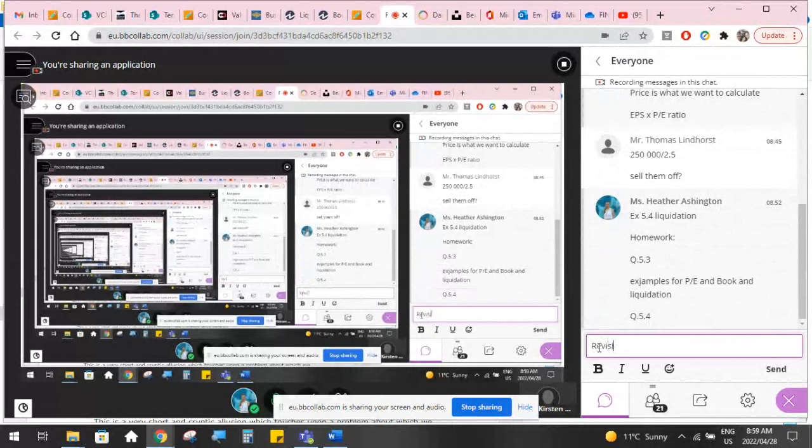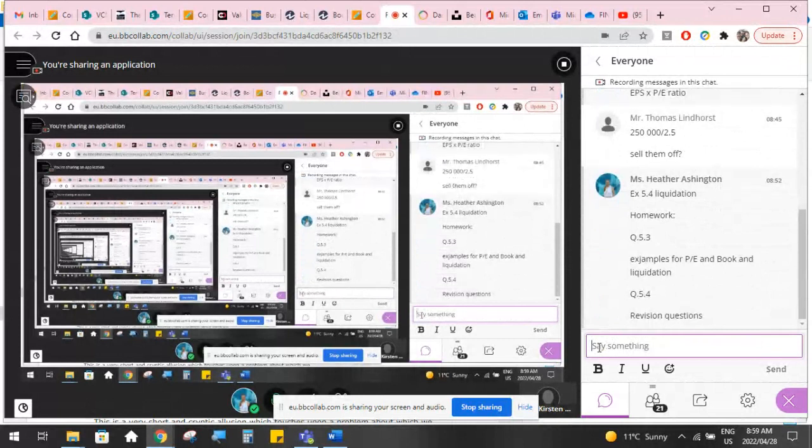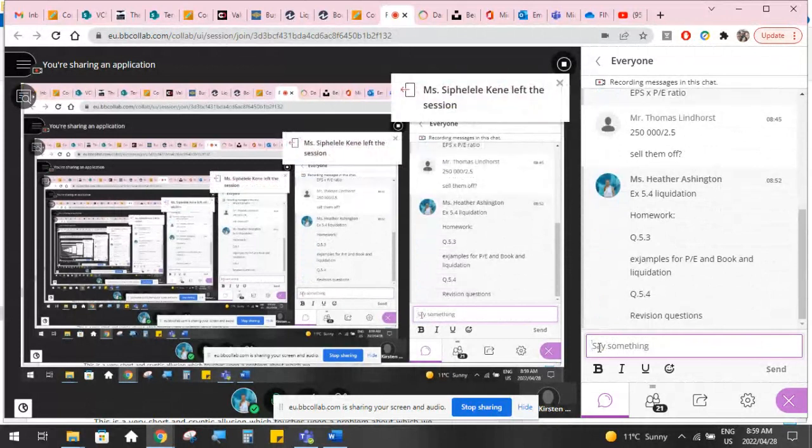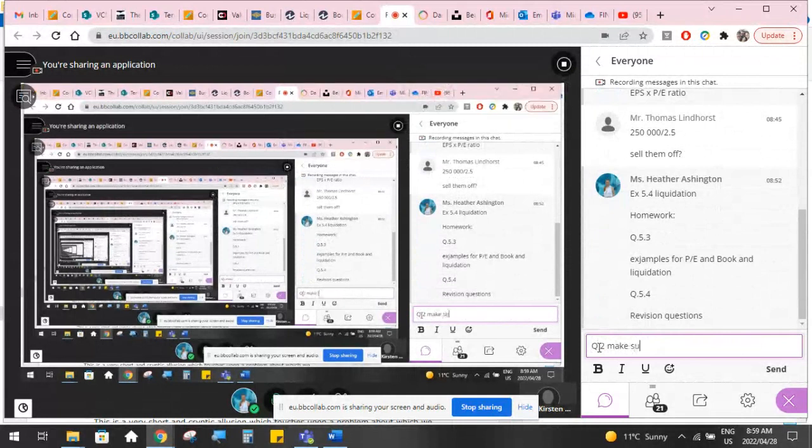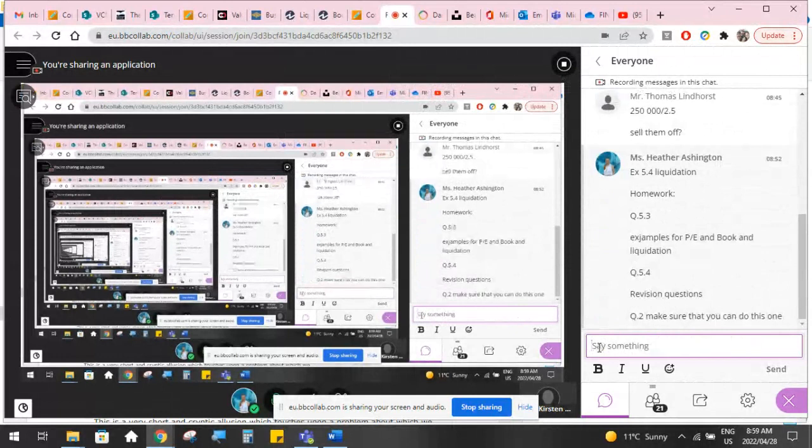And then, very important, the revision questions at the end of every chapter. These are perfect test and exam questions, and particularly revision question 2. Make sure that you can do this one. Use that one to practice. That's the question 2 on page 142, where you've got to calculate the growth percentage, et cetera. It's really a good question, something that you should be able to do.